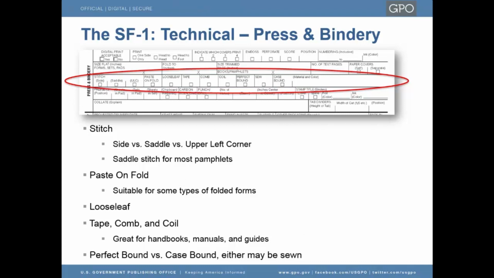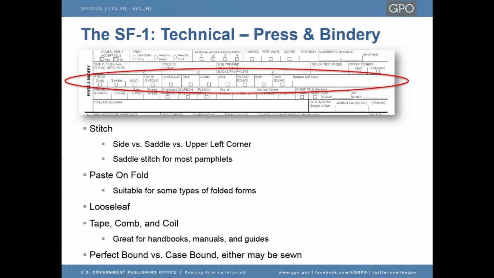If you desire your document to be stitched, your choices are a side stitch, saddle stitch, or upper left corner stitch. Most multi-page pamphlets under 100 pages are bound with a saddle stitch. Paste-on fold binding may be a more cost-effective option in lieu of stitching for forms or pamphlets printed on uncoated paper in quantities greater than 25,000. For smaller quantities, the cost of setup will increase the cost per piece significantly.